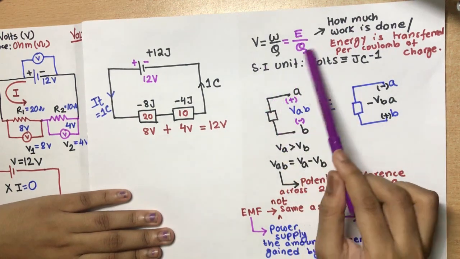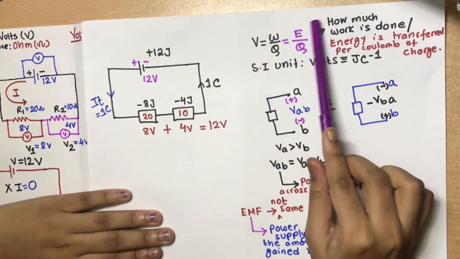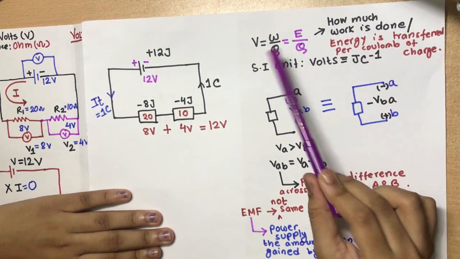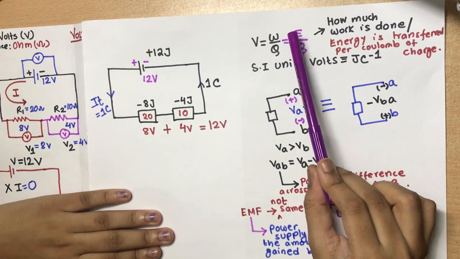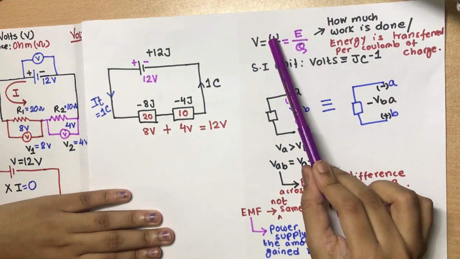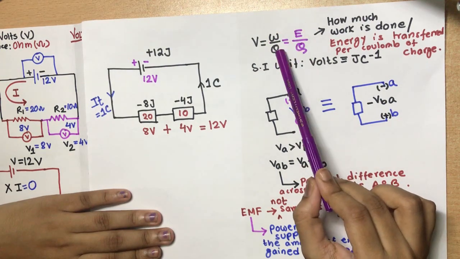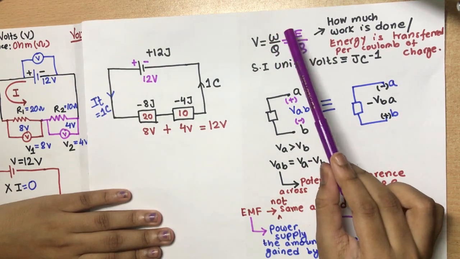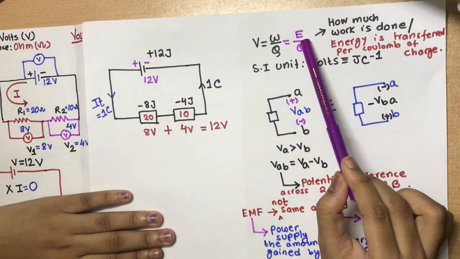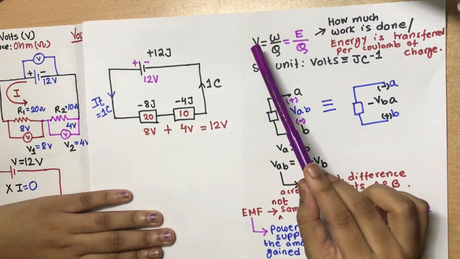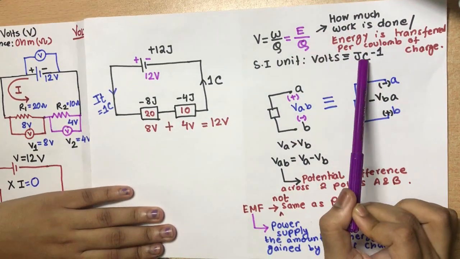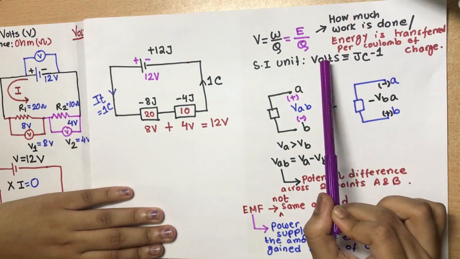So from this equation, we can deduce the base unit. From this equation, the base unit of voltage is joule per coulomb, as the SI unit of energy is joules and the SI unit of charge is coulomb. So the unit of voltage is joule per coulomb, which is equivalent to volt.